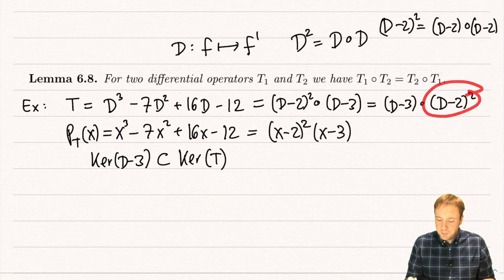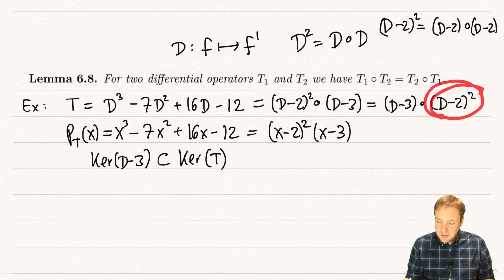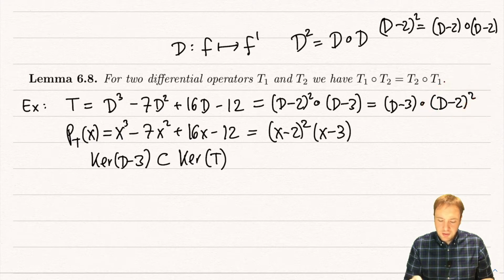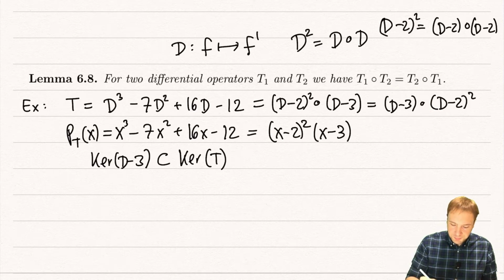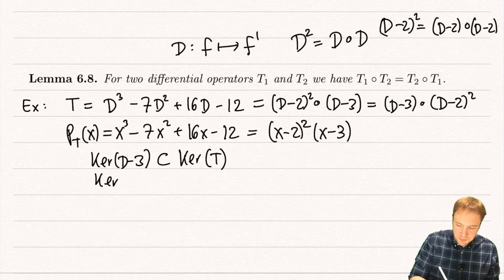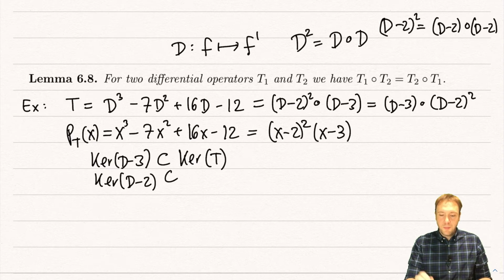But if you write it this way, using this lemma, so we can change the order, we also see that if some element f is in the kernel of this operator, so if we apply this to f, then we get 0, then it's also in the kernel of t, because no matter what we do afterwards, it will still be 0, because all these maps are linear maps. So in other words, we also see that the kernel of d minus 2, or the kernel of d minus 2 squared, is also in the kernel of t.